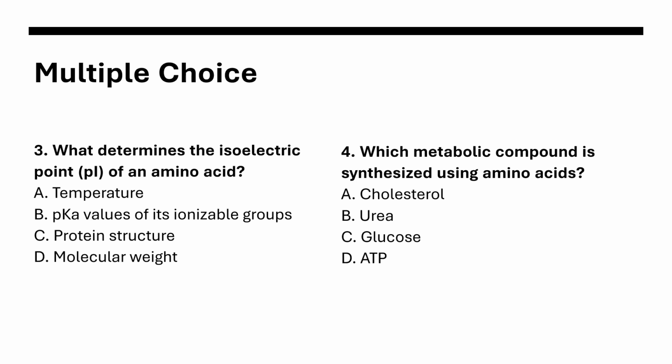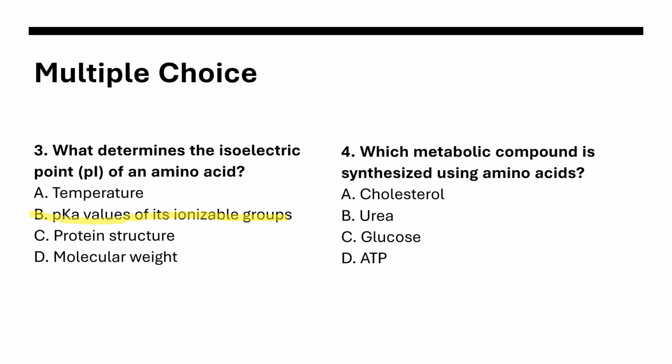Number 3, what determines the isoelectric point, or pI, of an amino acid? Is it A, temperature, B, pKa values of its ionizable groups, C, protein structure, D, molecular weight? In this case, it is B, pKa values of its ionizable groups.